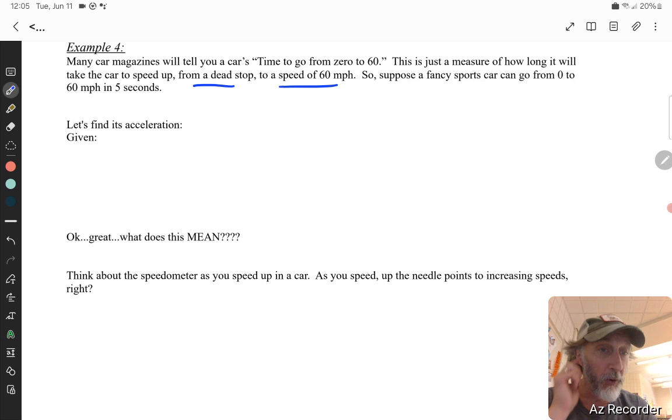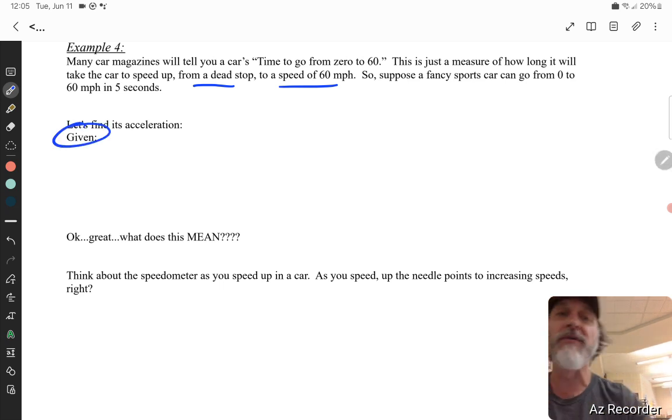Suppose we've got some fancy sports car and it's going to go from 0 to 60 miles an hour in 5 seconds. Let's find the acceleration. As we get more and more equations, taking the time to write out your givens is going to become increasingly important, so I'm always going to start there. So what are we given?